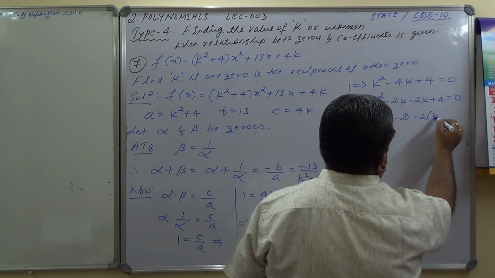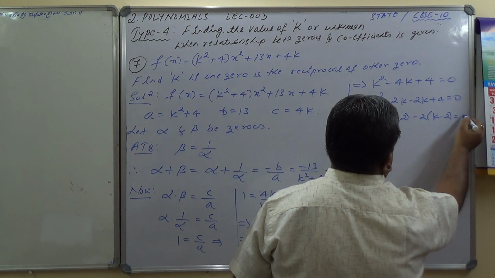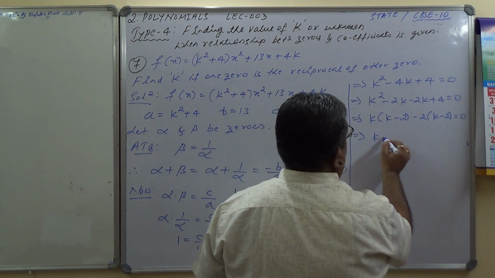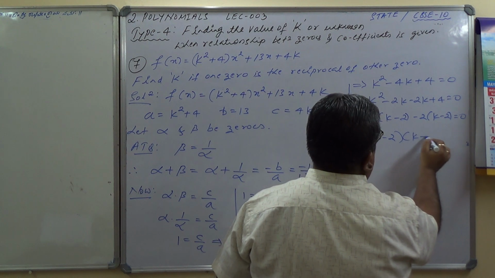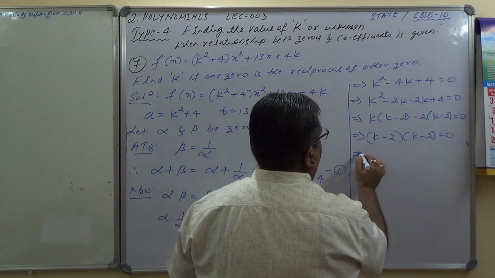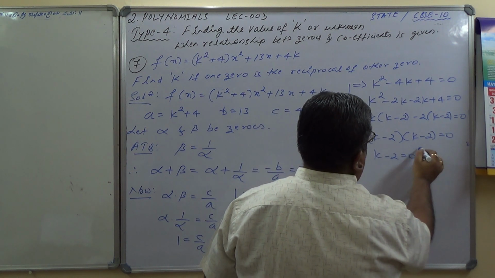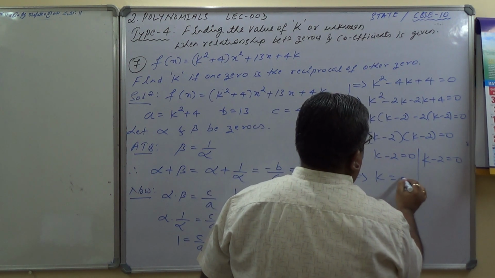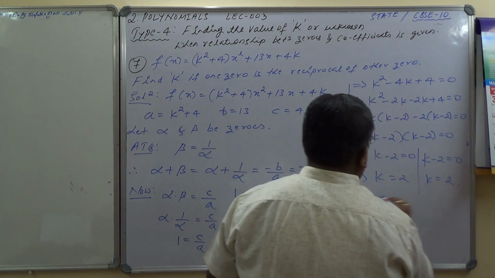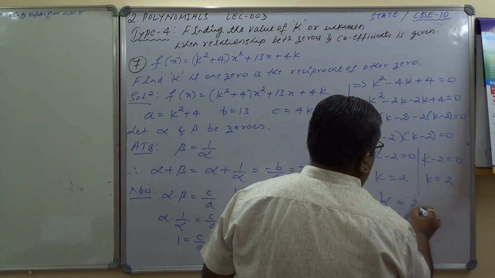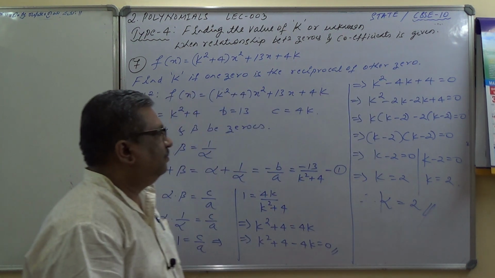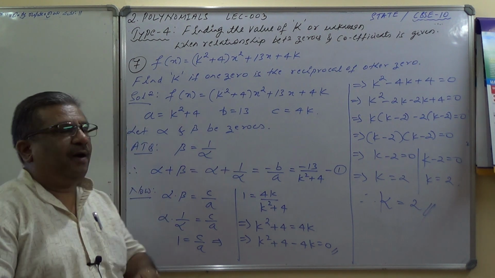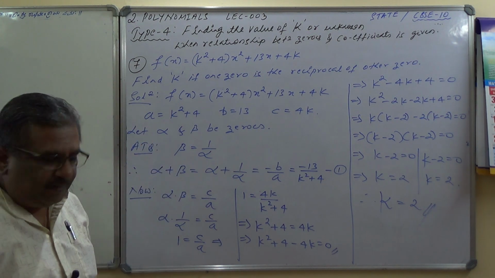k common, k minus 2, minus 2 common, k minus 2 equals 0. So k minus 2 into k minus 2 equals 0, implies k minus 2 equals 0, k minus 2 equals 0, implies k equals 2. Therefore, the value of k equals 2. I hope you have understood how to solve these numericals.